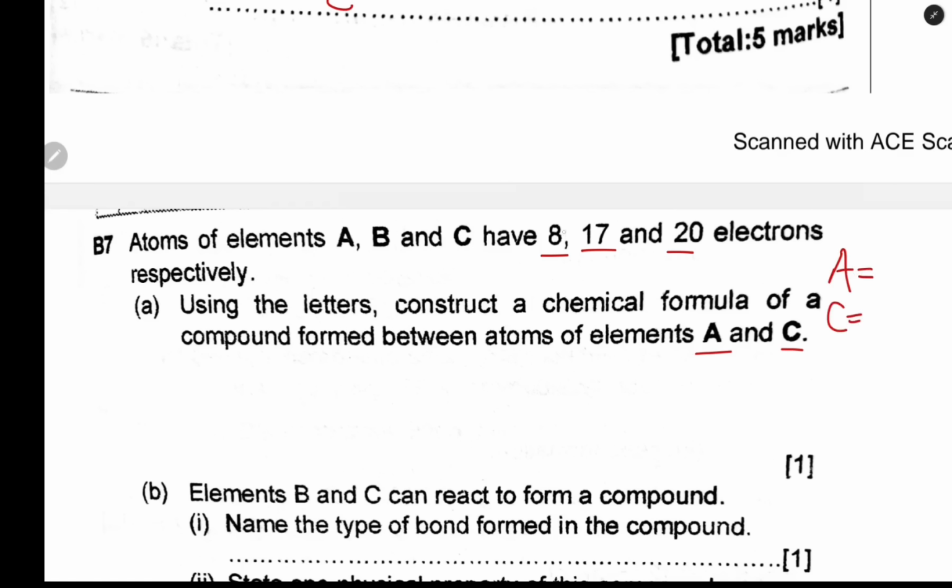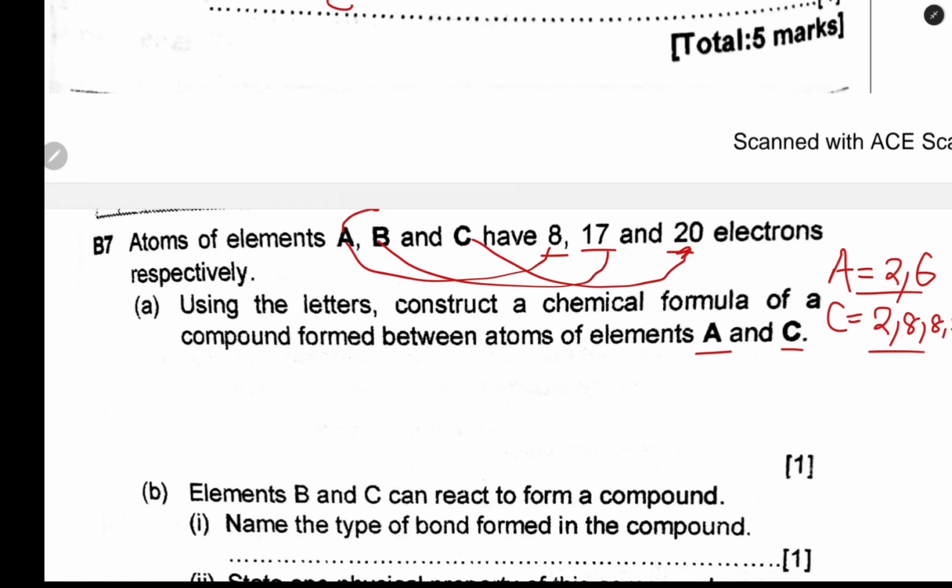Now looking at A, because here they've said respectively, which means A goes with 8, B goes with 17, C goes with 20. So if we were to write the configuration of A, it is going to be 2 in the first shell. What remains? 6. Then of course the C, we have 2, 8, 8, then of course 2. So that is for C. So the configuration of C is this one.